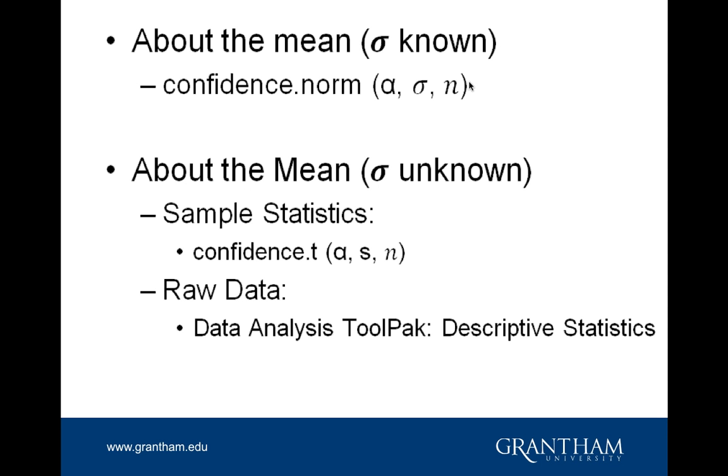But what we're going to focus on today is the last formula, when we have raw data. When we have raw data, instead of putting in the formulas confidence.norm or confidence.t, we can go directly to the Data Analysis add-in that we talked about in the first webinar and run the descriptive statistics portion of this. This will give us our point estimate and our margin of error. So we're focusing on the raw data analysis descriptive statistics for today's webinar.